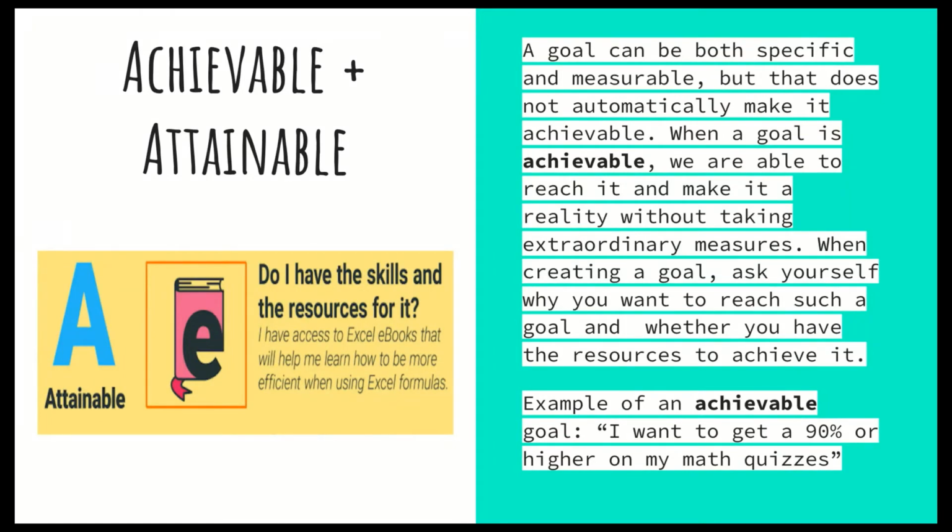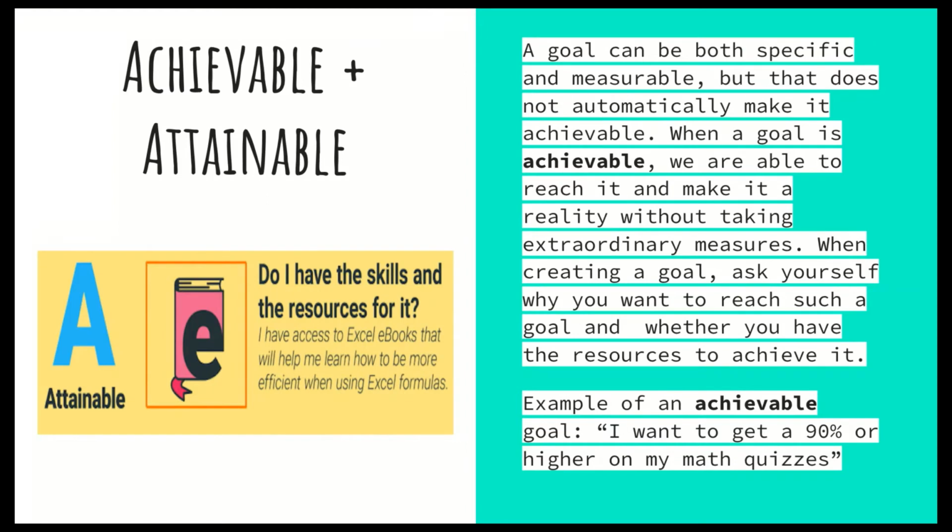Achievable and attainable. So a goal can be specific and measurable, but that does not automatically make it achievable. When a goal is achievable, we are able to reach it and make it a reality without taking extraordinary measures. So when you're formulating a goal, ask yourself, do you have the skills and resources for it? Okay, or does that require an additional goal, additional practice to reach? Also ask yourself why you want to reach a goal.